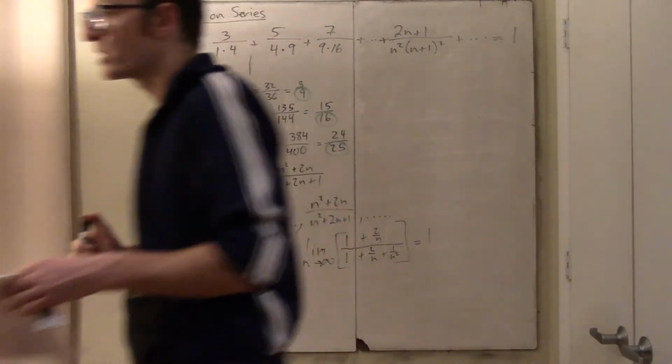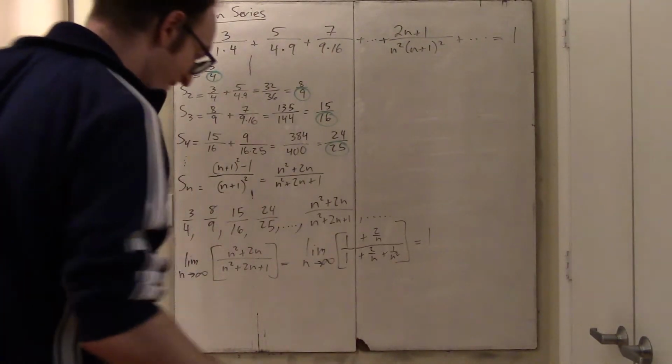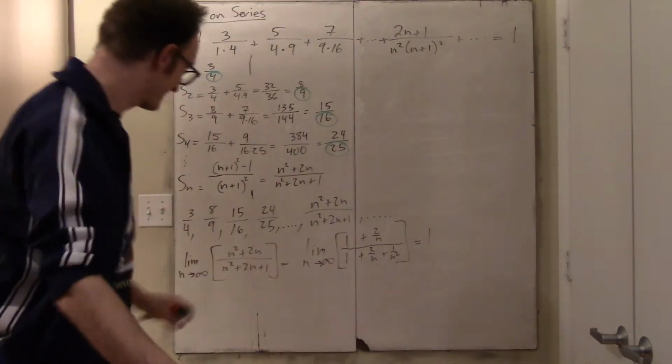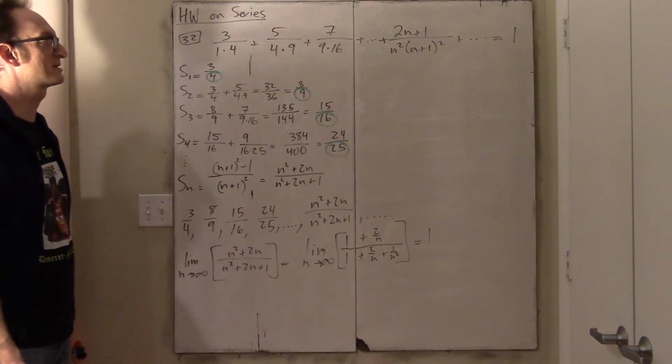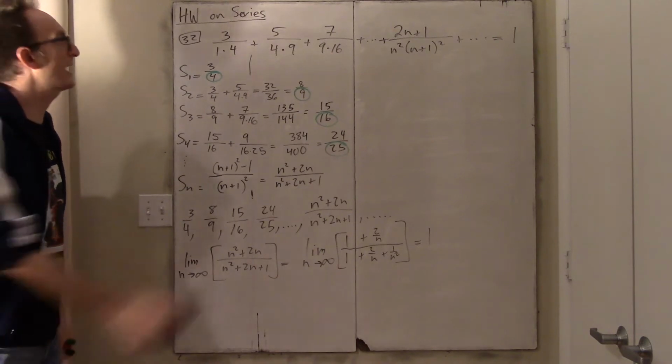Okay, good. Hopefully by this point you have a very good understanding that an infinite series is just the limit of the sequence of partial sums. That's the whole thing we've been talking about. Okay, good.